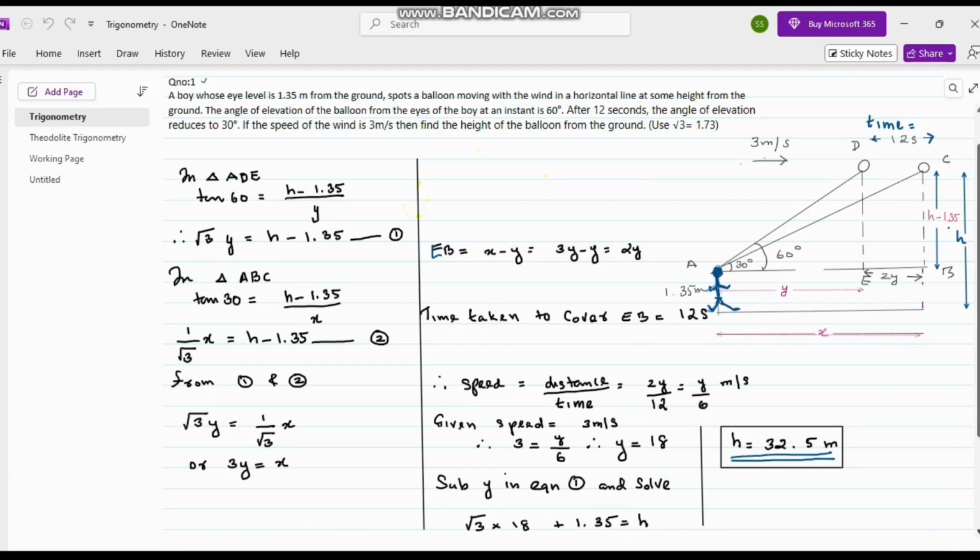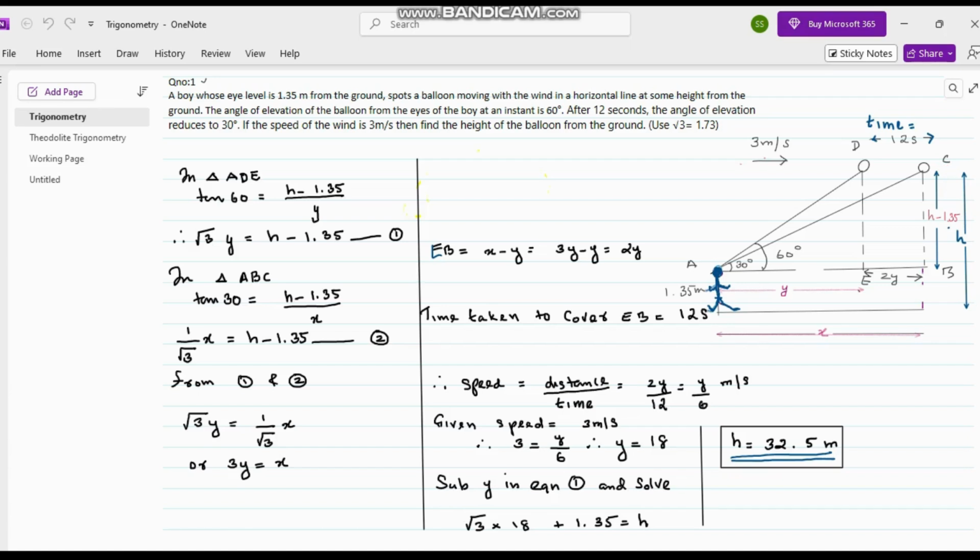Solution. So you can see that the boy is observing the balloon at two different instances, say D and C. The angle of elevation at the first instance is 60 degrees, and after 12 seconds we can see that the balloon has moved from D to C. So the angle of elevation at that instant is 30 degrees. It's also given that the speed of the wind is 3 meters per second. So the balloon also moves with the same speed, 3 meters per second, in 12 seconds. So D is the initial position and C is the final position.